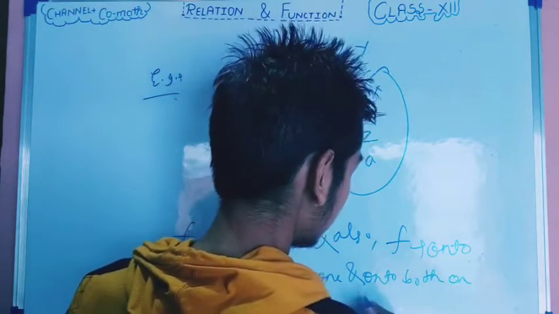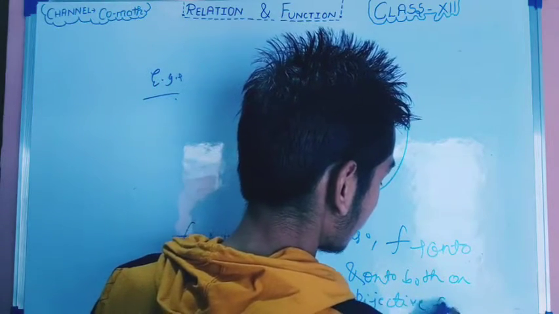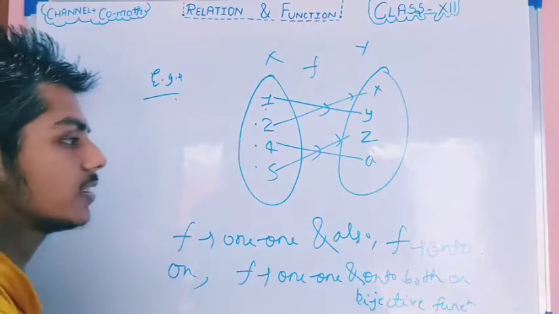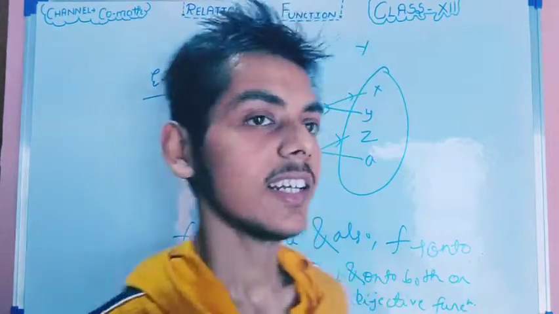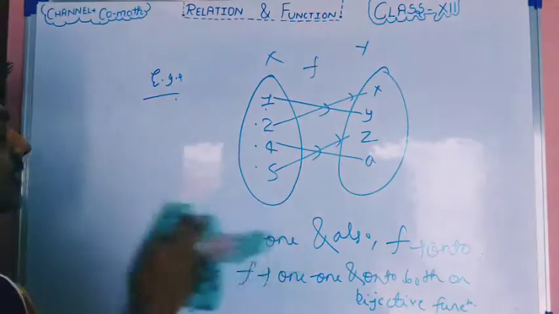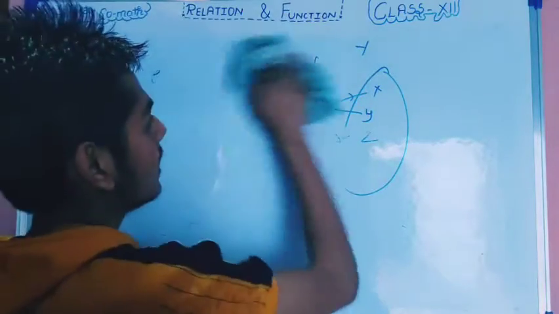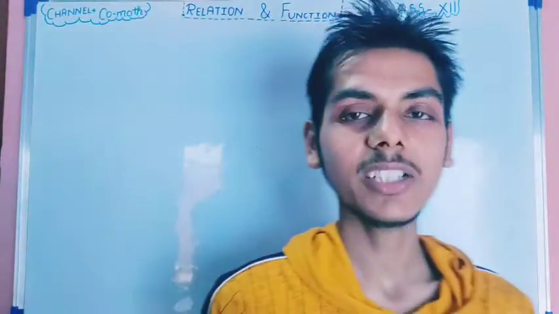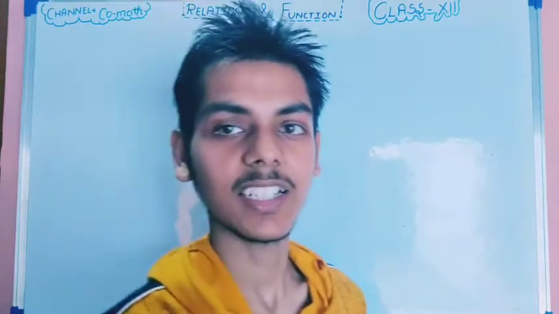Combined, we say that the function is one-one and onto both, or a bijective function. So this is the whole topic. Now it's the time for defining the bijective function, but I won't define it, because I think you can make this yourself.